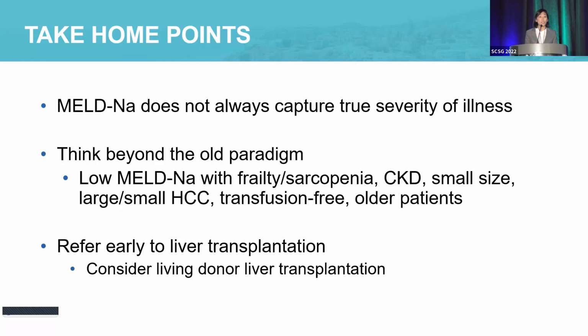Those who have small HCC not meeting Milan criteria, we should get on top of that and refer them early. Those who are outside Milan and have no extrahepatic disease, we should really think about still advocating for them and thinking about how we can downstage them to get to transplant. And then older patients, we should think about them in a different way, refer them early to liver transplantation, and consider living donor liver transplantation. Thank you.